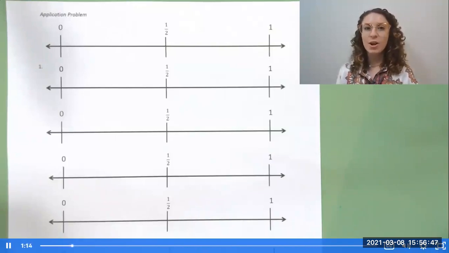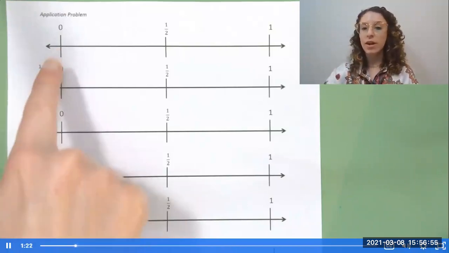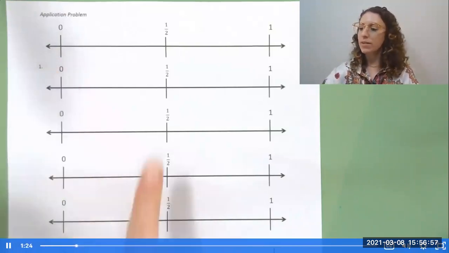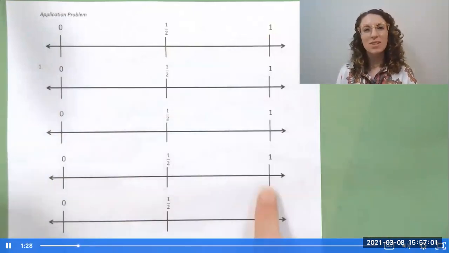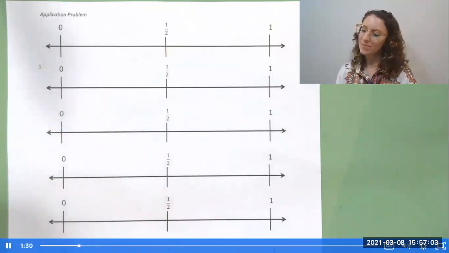Maybe you noticed that there are several number lines printed for you and that they're all labeled the same. They have 0, 1/2, and 1 labeled. How do you think we'll use these numbers to help us with today's task?